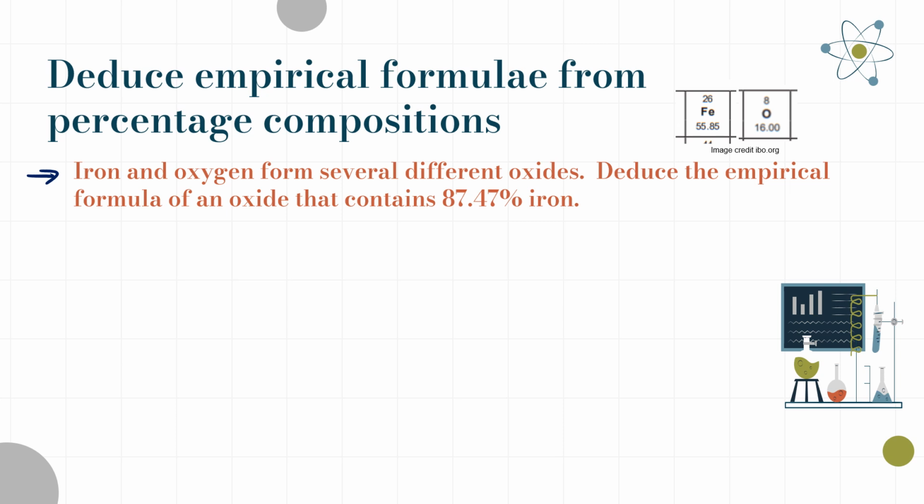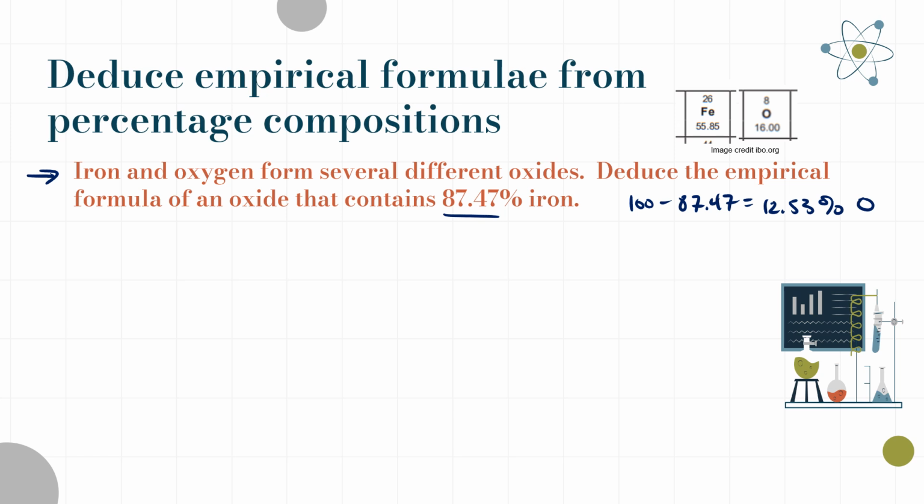So in this example, we've got iron and oxygen forming several different oxides. Deduce the empirical formula of an oxide that contains 87.47% iron. This means that 87.47% of the mass of this iron oxide is iron. Some other percent is oxygen. How are we going to figure out how much is oxygen if they didn't tell us? Well, we know that percents add up to 100. So if I do 100 minus 87.47, we're going to get a grand total of 12.53% oxygen. Easy peasy.